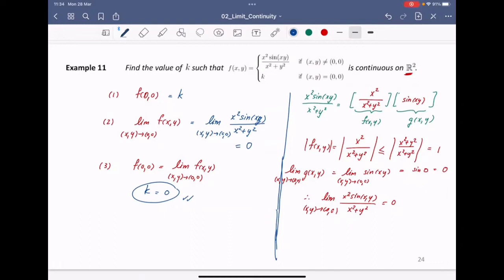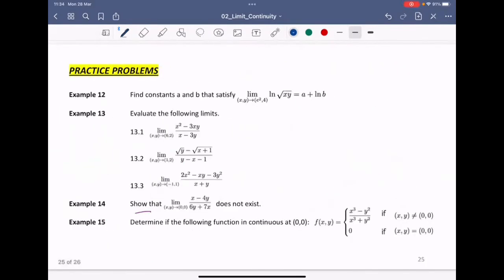Well, this is the continuous function. You can see that what we learned today, the content is very similar to what we learned last week, right? We just extend the idea of the continuous thing. Okay. Well, you have practice problems to do.